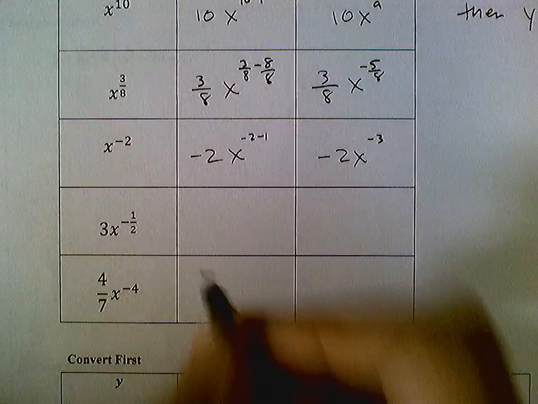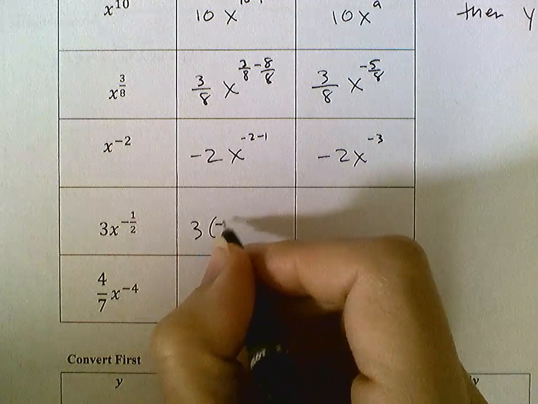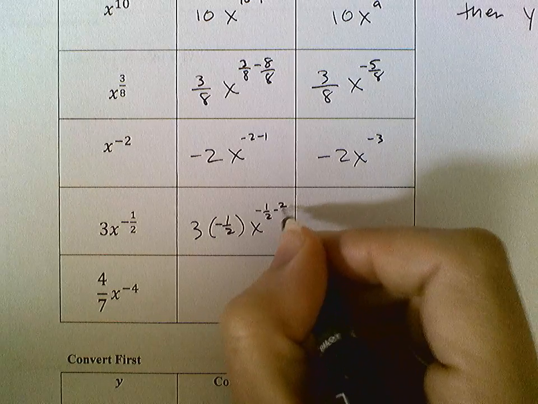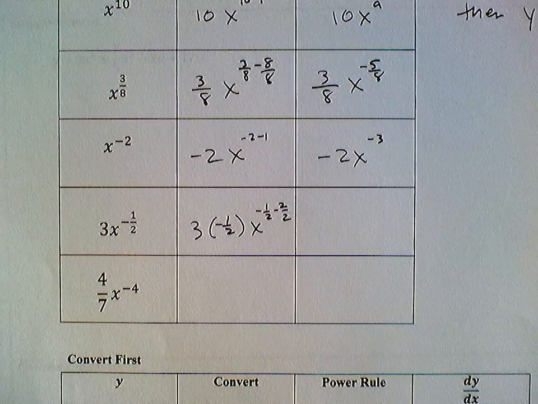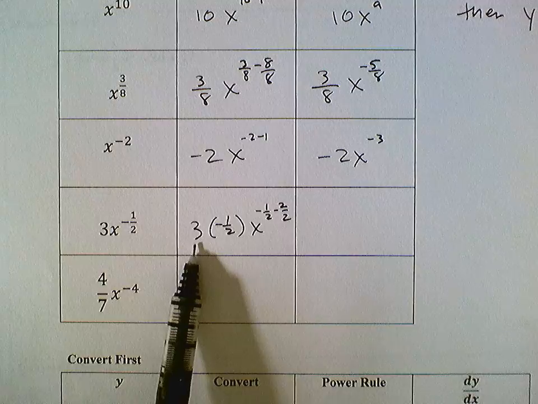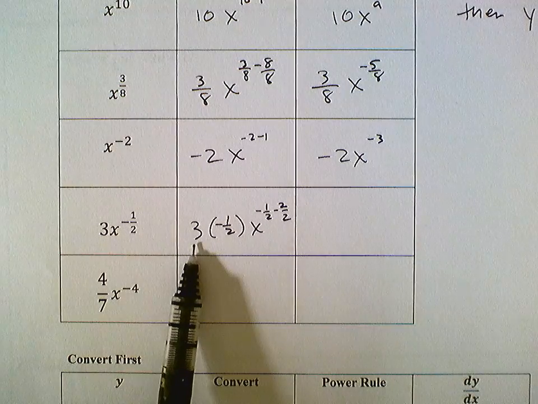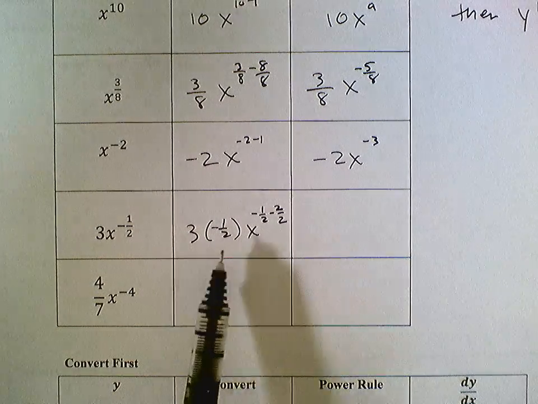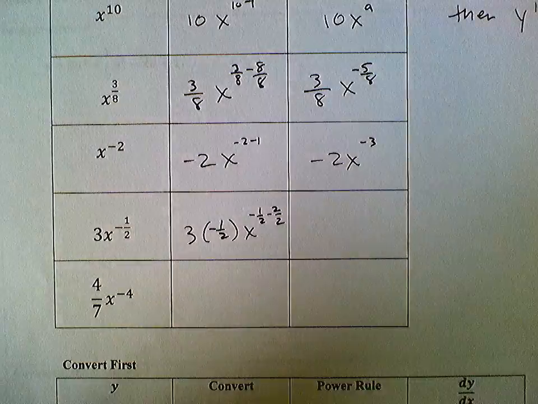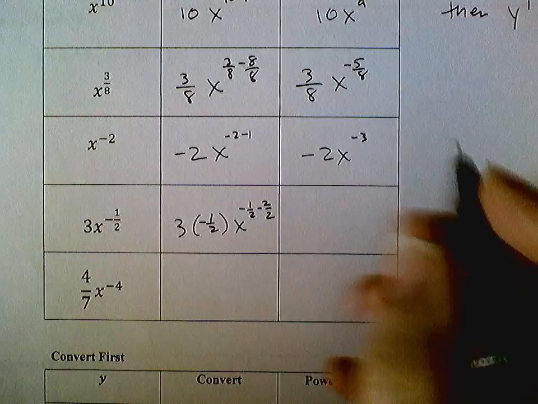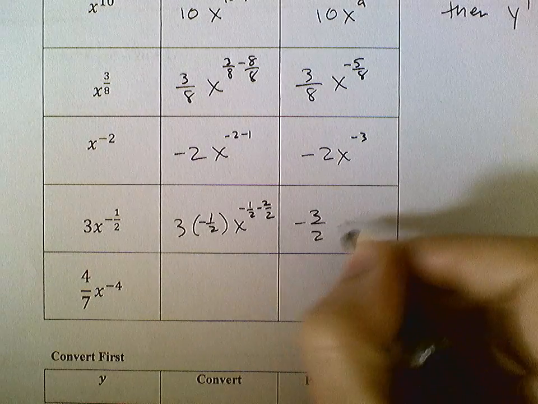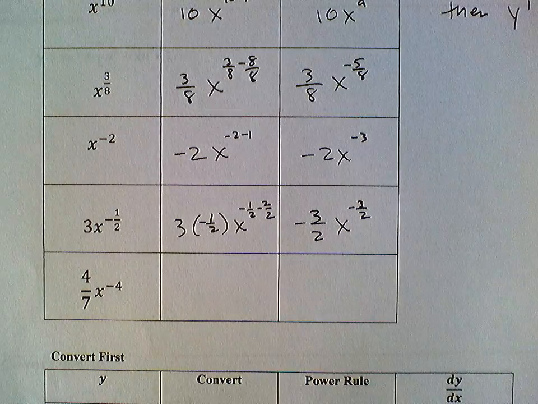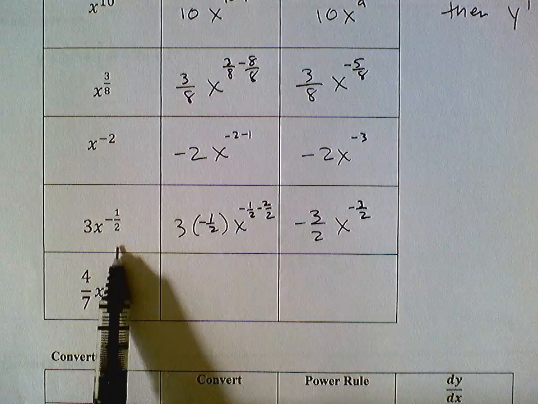Alrighty, then this next one, we have 3 times negative 1/2 times x to the negative 1/2 minus 1, which is 2 over 2. All right, now this is the first time that we're seeing in our examples a coefficient other than 1. It behaves the same way. Okay, I just move it out a little bit. I'm multiplying it by the exponent, subtracting 1 from the exponent. So this is negative 3 over 2 times x to the negative 3 over 2. Okay, so that is the derivative of that.